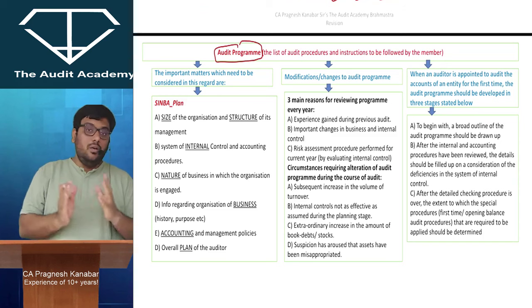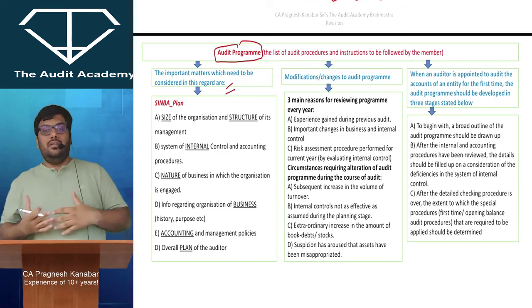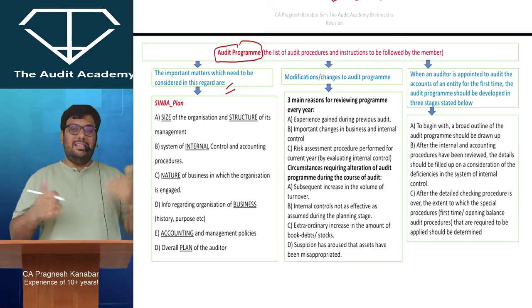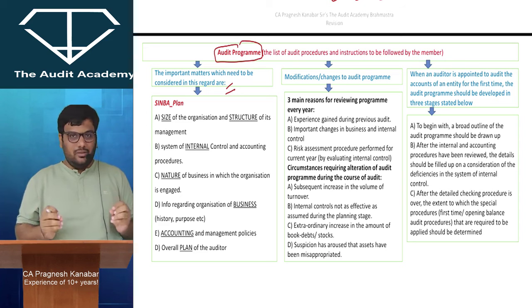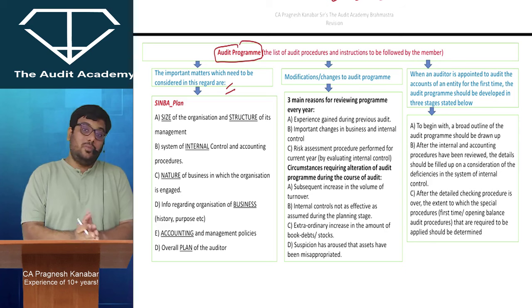Now when we look at the module, there are three possible questions when it comes to the audit program. The first one is very simple: factors to be considered, matters to be considered. There even if you write a simple answer with common points like materiality, size, nature, complexity of the entity and all of those points, that is also fine. I've given a code word over here and accordingly you have to write. So I don't think I have to spend more time over here.